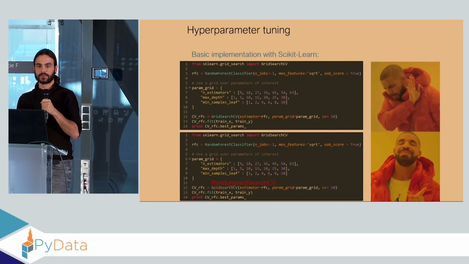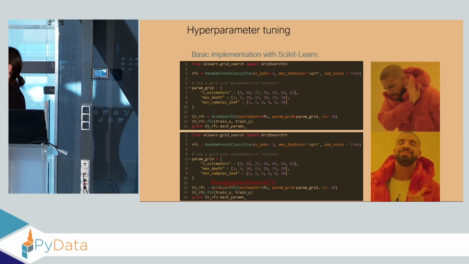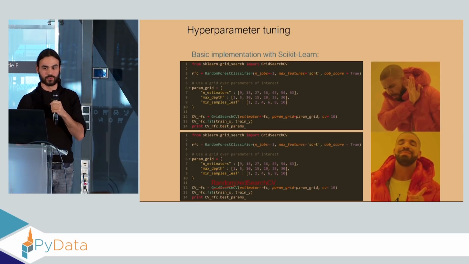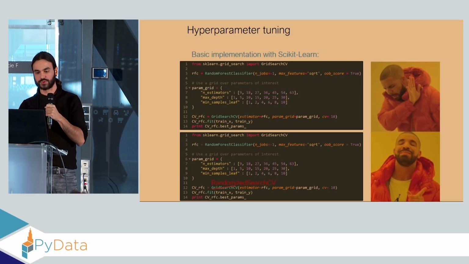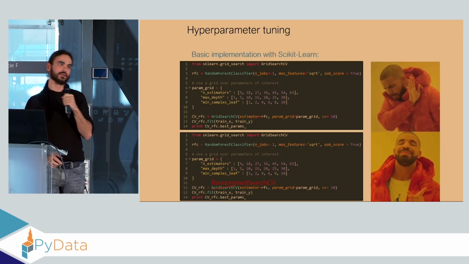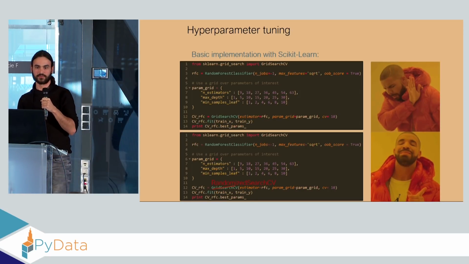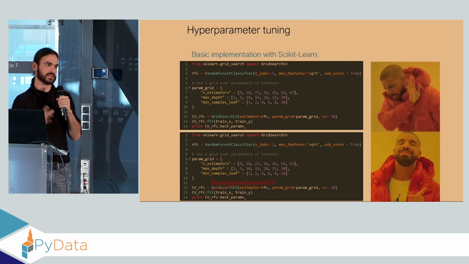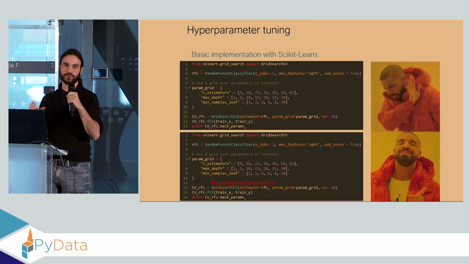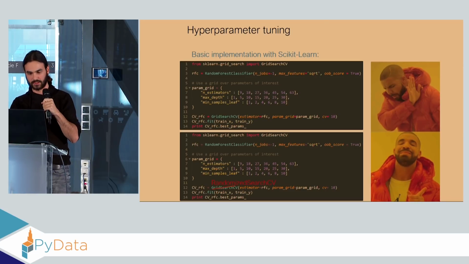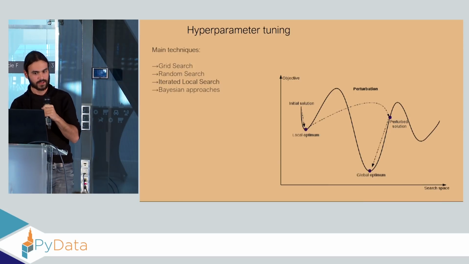To do the implementation with scikit-learn, it's exactly the same as for grid search. You simply replace grid search by randomized search cross-validation. So this is another way of doing it really, really fast. If you are prototyping something with a very small search space of configurations, you can simply use random search.